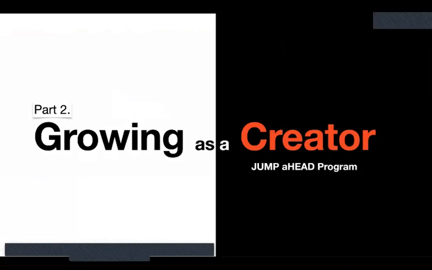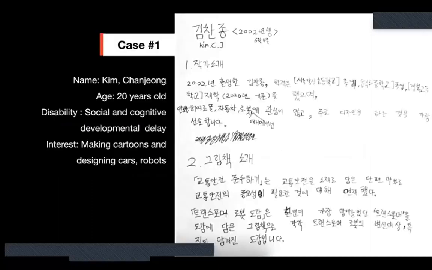So this one is from Kim Chan-jong. He is 20 years old. He has some social and cognitive developmental delay, but as you can see, he can write and he can communicate. And he likes making cartoons and designing cars and robots. In our program, he wanted to make an animation book about traffic safety. He loves to draw those cars and trucks and trains.